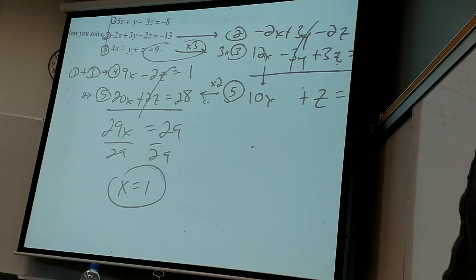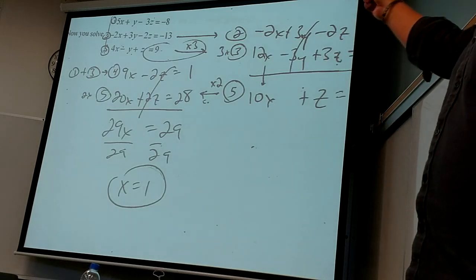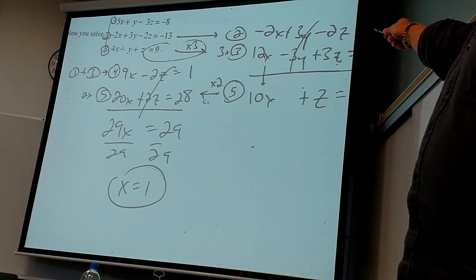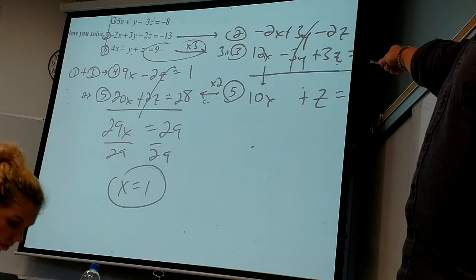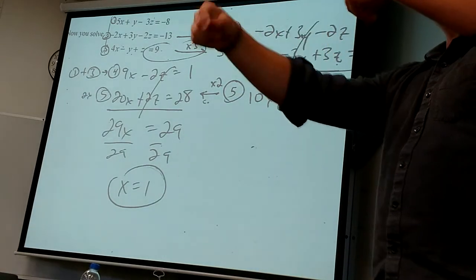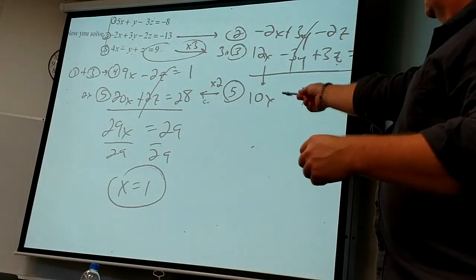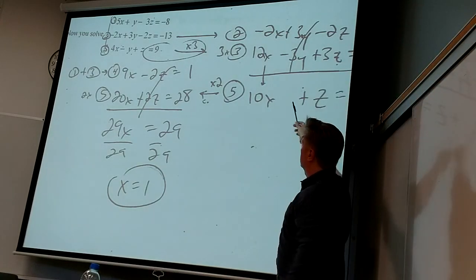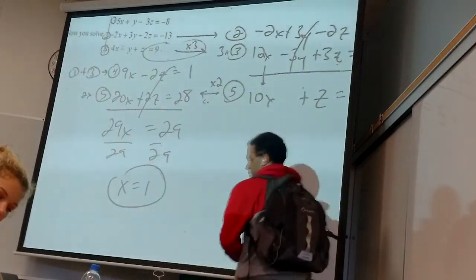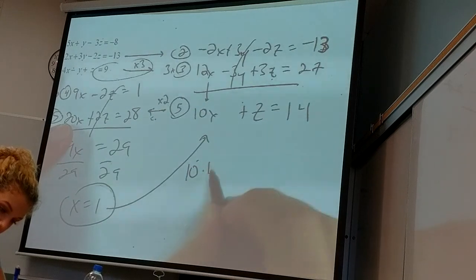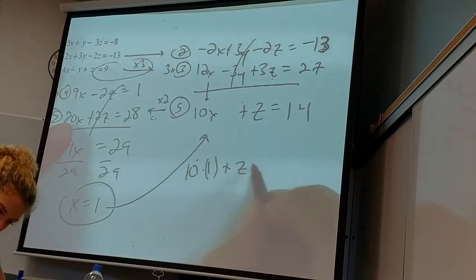Now, what do I still have to do? What letter can I get directly now? If I know x, what letter can I get next? Z, because I have these couple of equations that relate x and z. So this is what I call falling backwards, dominoes, right? You know x is 1, fall back. So I can put a 1 into this equation for x and solve for z. So now if I use this new information in here, I get 10 times 1 plus z is 14.